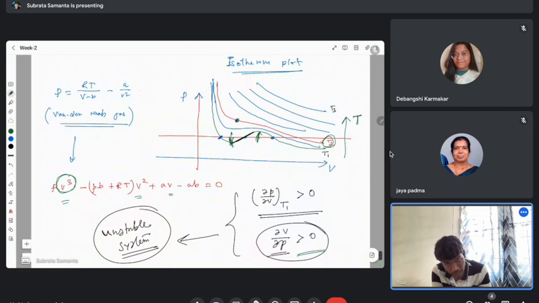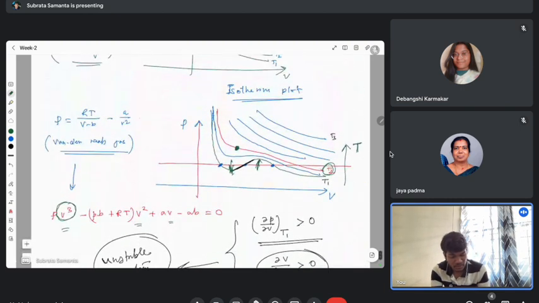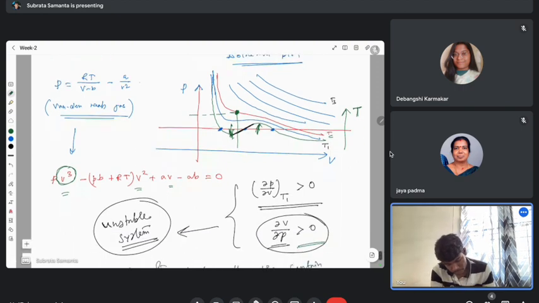So this point is the critical point. Only at this one point, P, V and T are called PC, VC and TC, the critical point. So at this point P is called PC, V is called VC, and this T2 is actually TC, the TC isotherm. At this one particular point there is no minima, no maxima, and it's called the critical point.